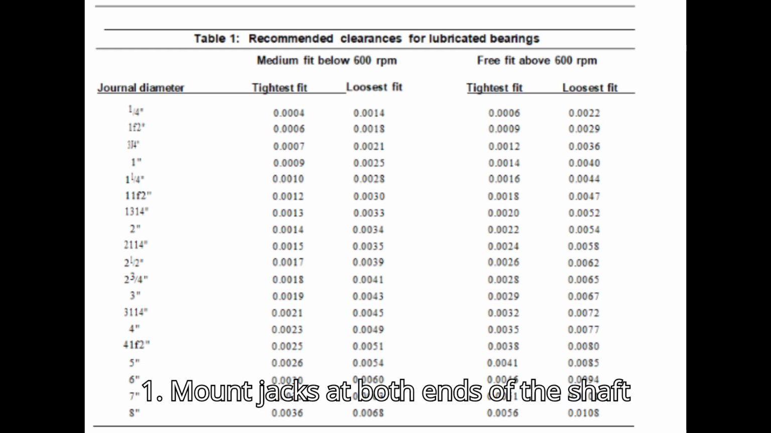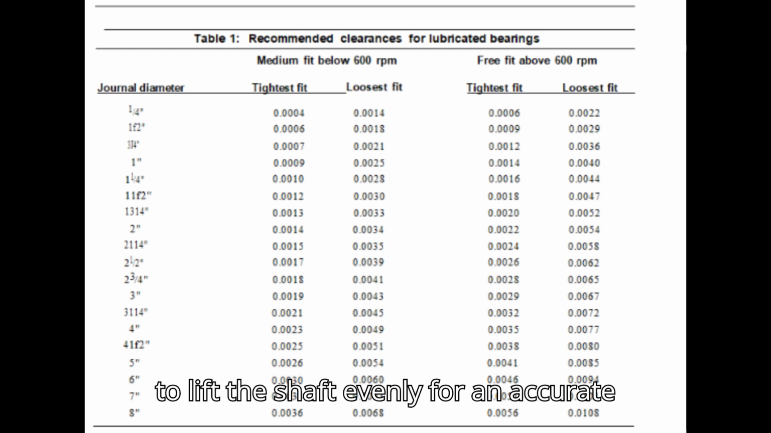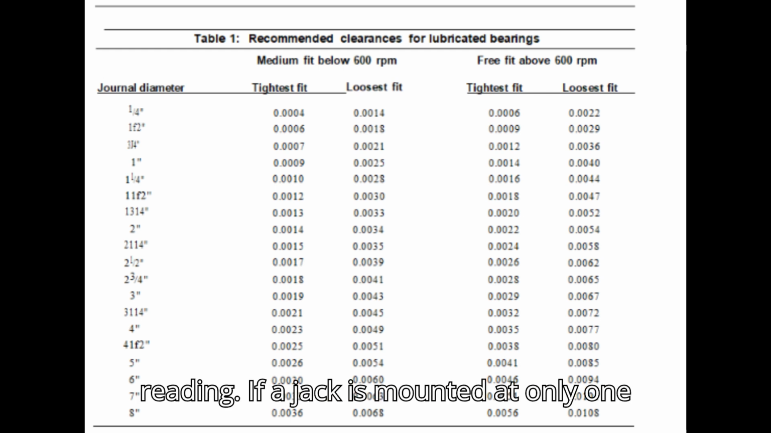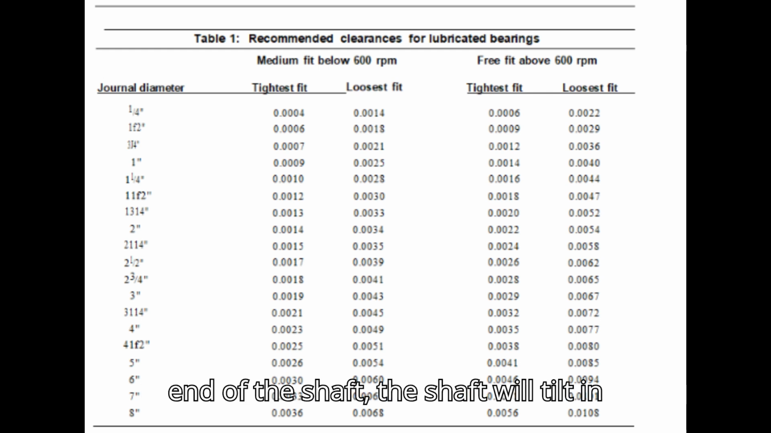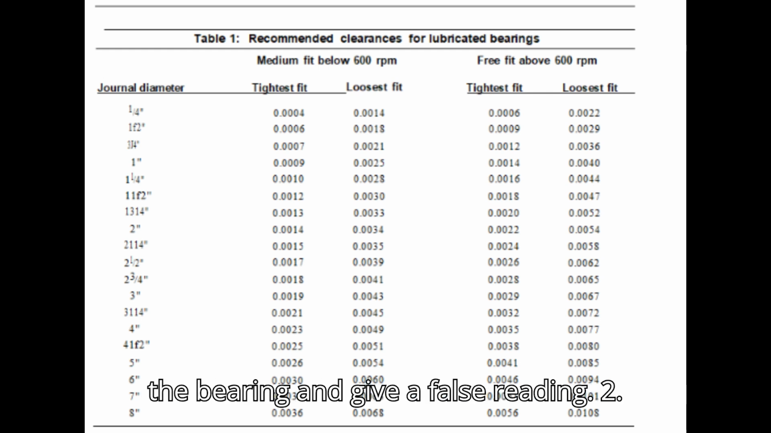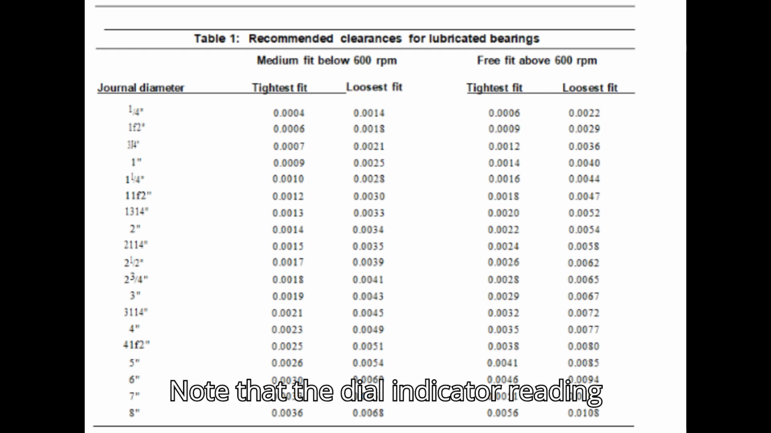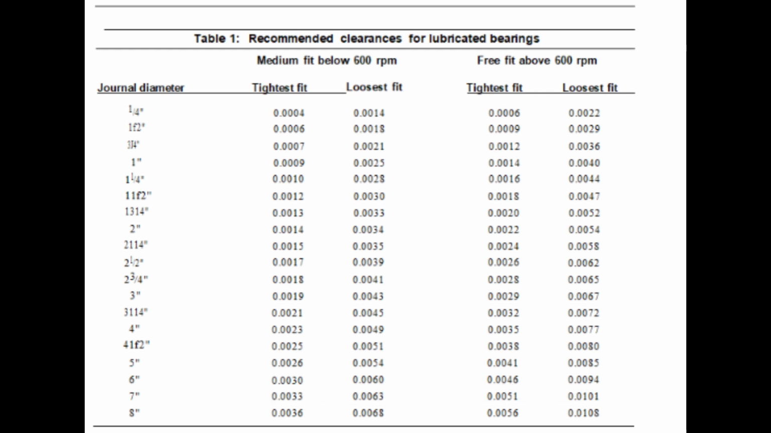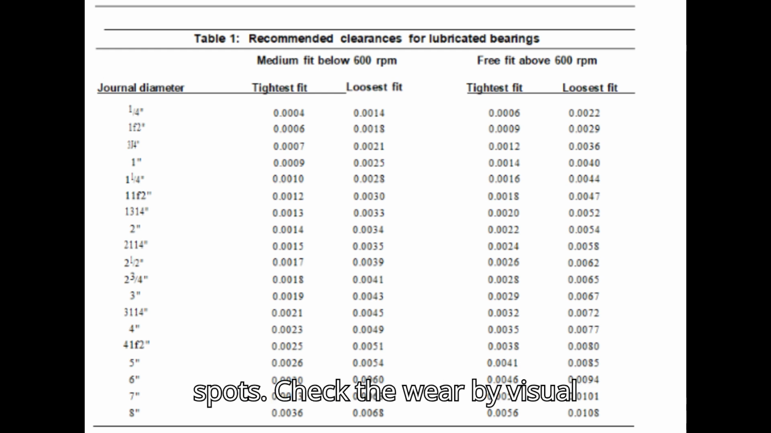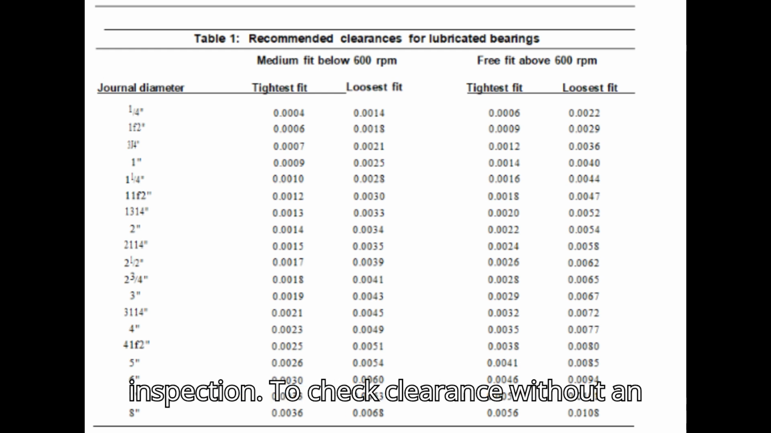To check clearance by reading the dial: 1. Mount jacks at both ends of the shaft to lift the shaft evenly for an accurate reading. If a jack is mounted at only one end, the shaft will tilt in the bearing and give a false reading. 2. Note that the dial indicator reading gives the total clearance in a bearing. It does not indicate the high and low spots. Check the wear by visual inspection.